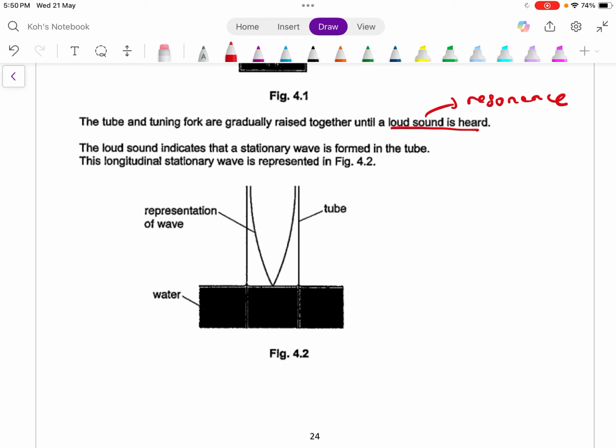So you can see that at the surface of the water is a node, and at the top, at the opening of the tube, is an antinode. Of course, why is it being represented as a transverse wave, even though we know that sound wave is longitudinal? Because it's for easy visualization.